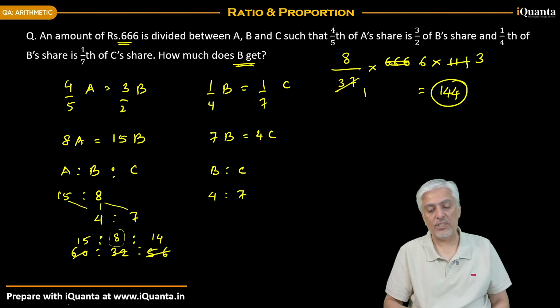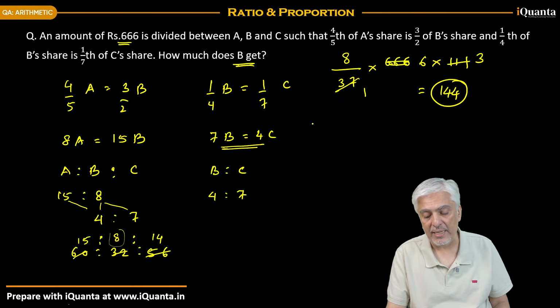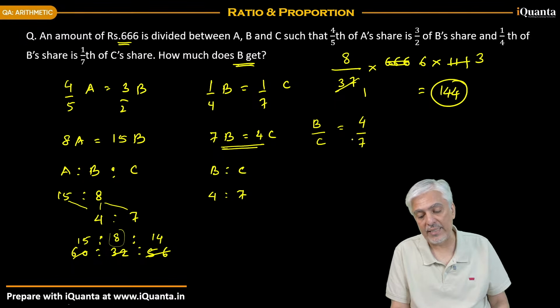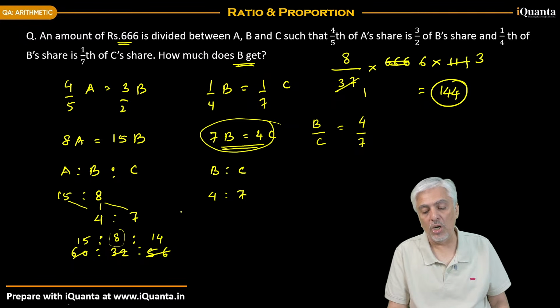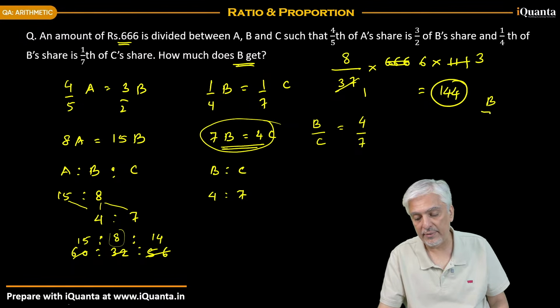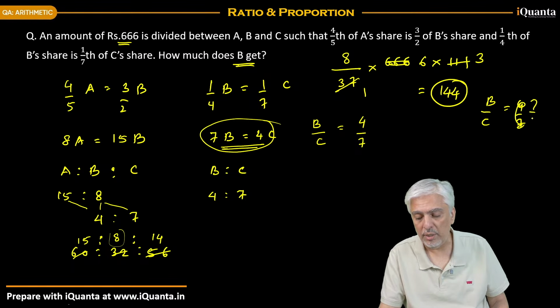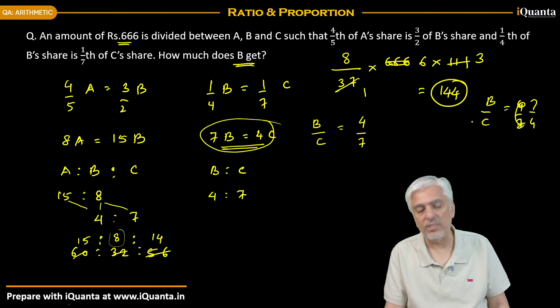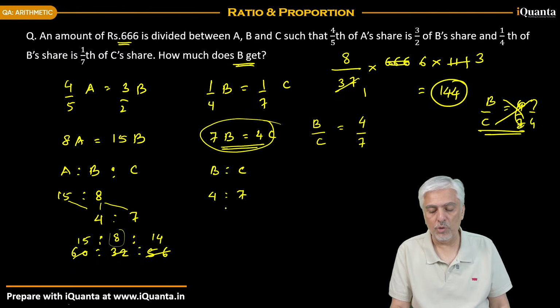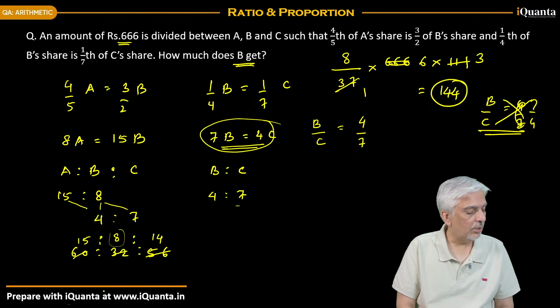How will B ratio C be 7:4? Look at this properly. 7B is 4C. So here B will remain as it is. C we are bringing down from this side. So 4 will remain and 7 will come down. The best way to check is again to cross multiply and check. 7B is equal to 4C. Because if you write 7:4, when you cross multiply, you get 4B is equal to 7C. This you don't get. So this is wrong. 4:7, not 7:4. Clear?